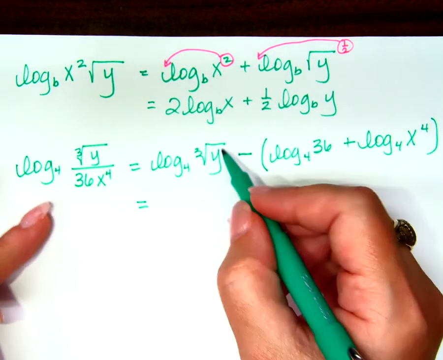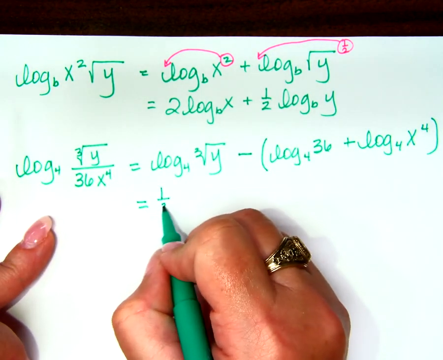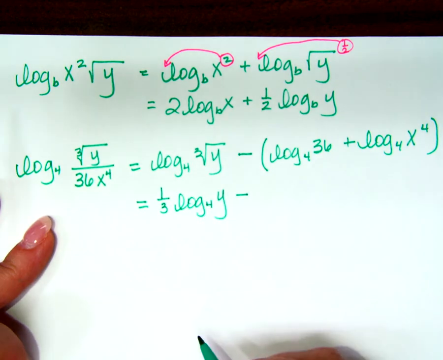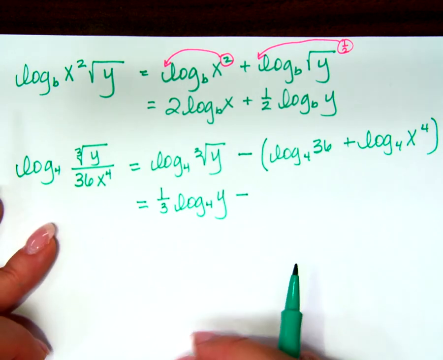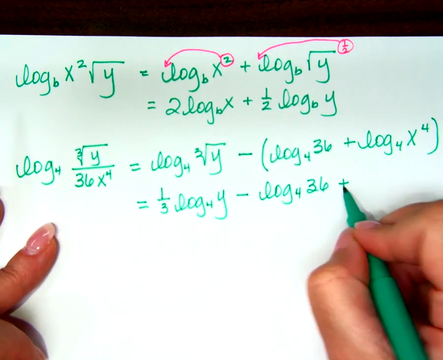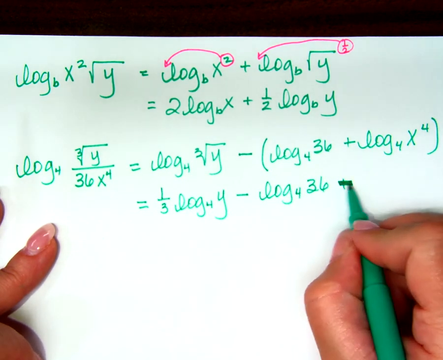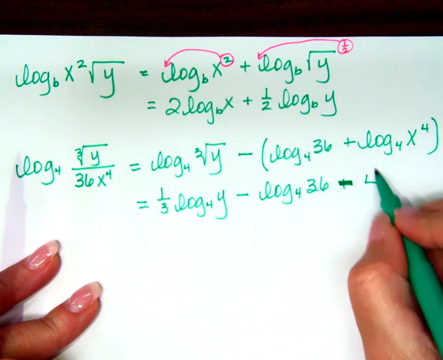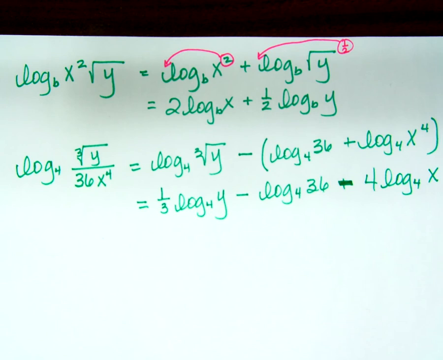Okay. So what's happening here? To the 1/3. So 1/3 log base 4 of y minus. Can we simplify that at all? No, I can't. Log base 4 of 36 plus, oh, pardon me. Thank you very much. Minus. Good job. Very good. 4 log base 4 of x. Excellent. Good catch.